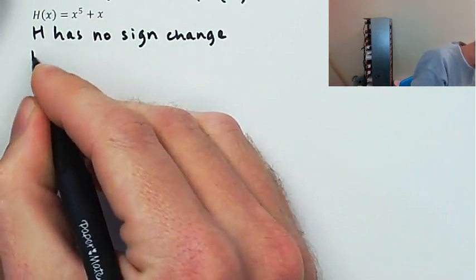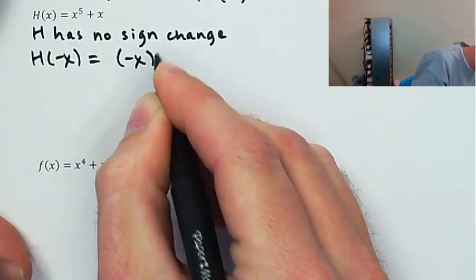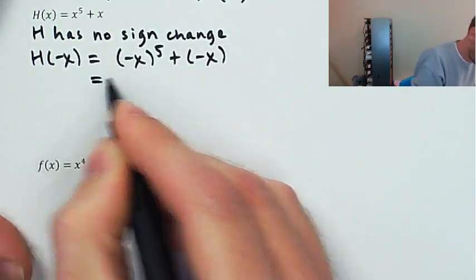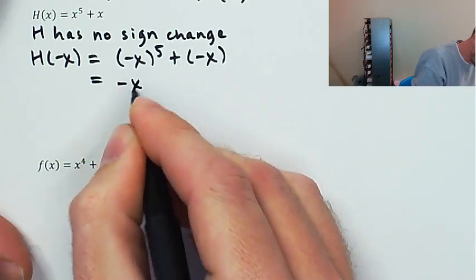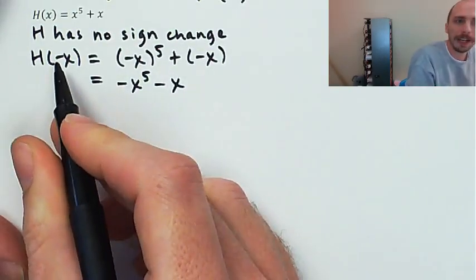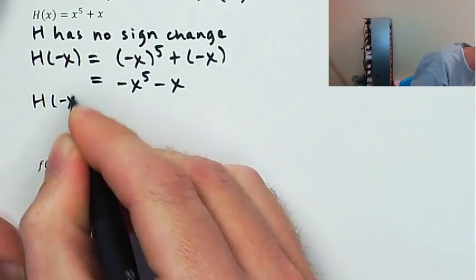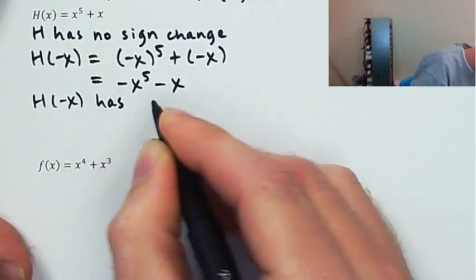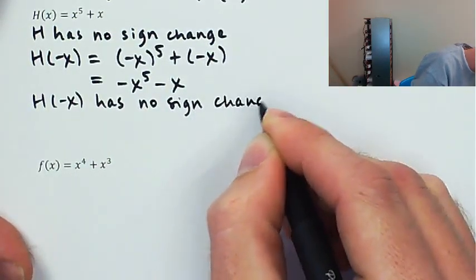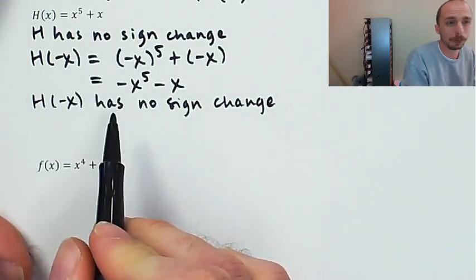Oh, I need h of negative x. H of negative x equals negative x taken to the 5th power plus a negative x. And if you take a negative x to the 5th power, you're going to get negative x to the 5th because of the odd degree there, and then a minus x. H of negative x also has no sign change. So that means there's no positive roots or negative roots.